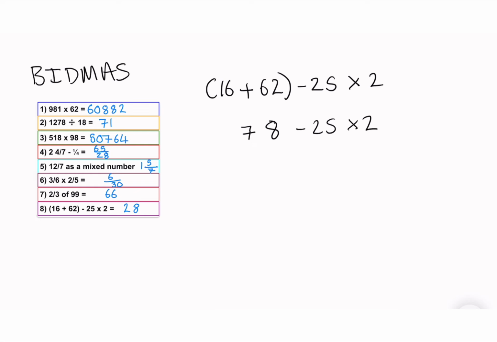So I've done that so I can rewrite it out. So I've done my brackets. Have I got any indices? No. Any division? Nope. So the next one is multiplication. Well, 25 times 2 is 50. So I can rewrite it again. 78, take away 50. Now, I've done my multiplication. Have I got any addition? No. So I've just got subtraction left. So 78, take away 50 is 28. So therefore, my answer is 28.